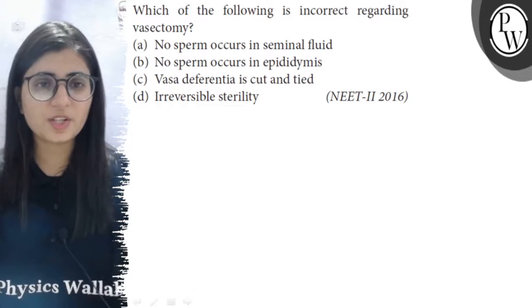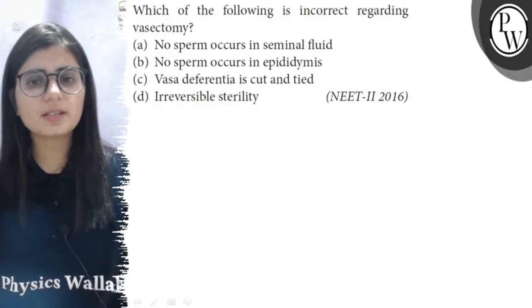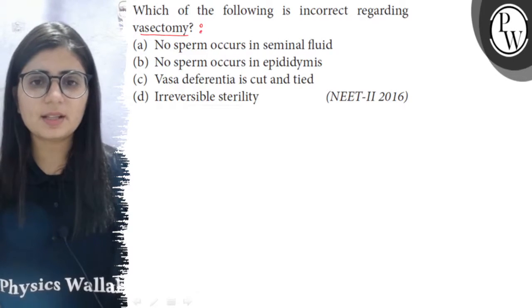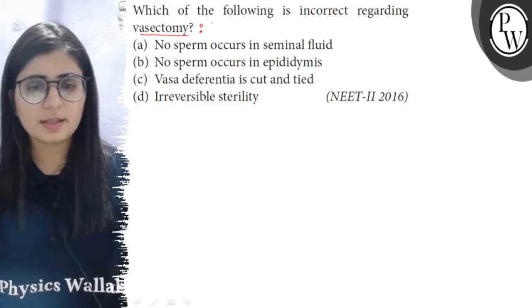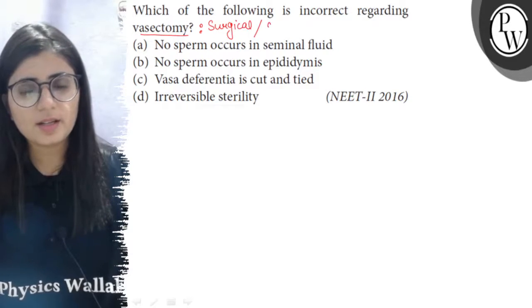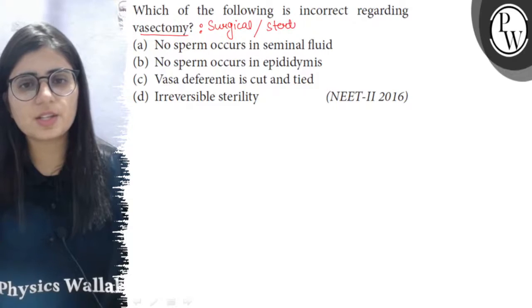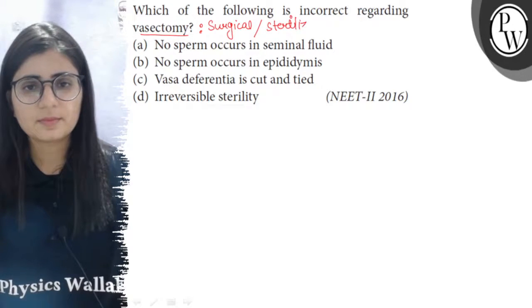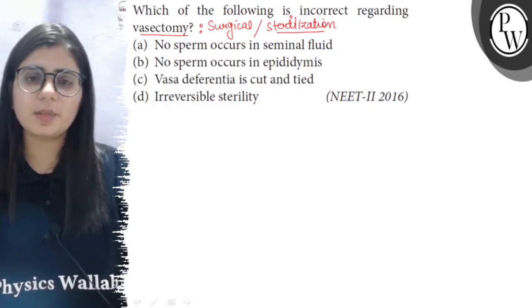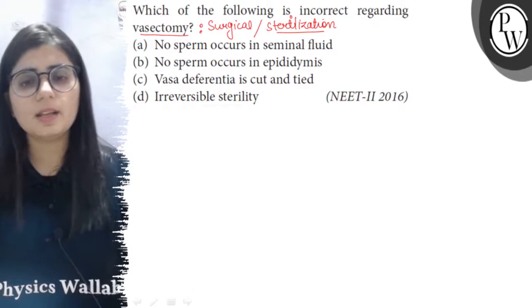Hello बच्चों, the question is which of the following is incorrect regarding vasectomy? So vasectomy is a method of contraception and it is known as the surgical method because it involves surgery, and it is also known as the sterilization method in case of males. It is called sterilization method because the chances of reversibility is very poor.